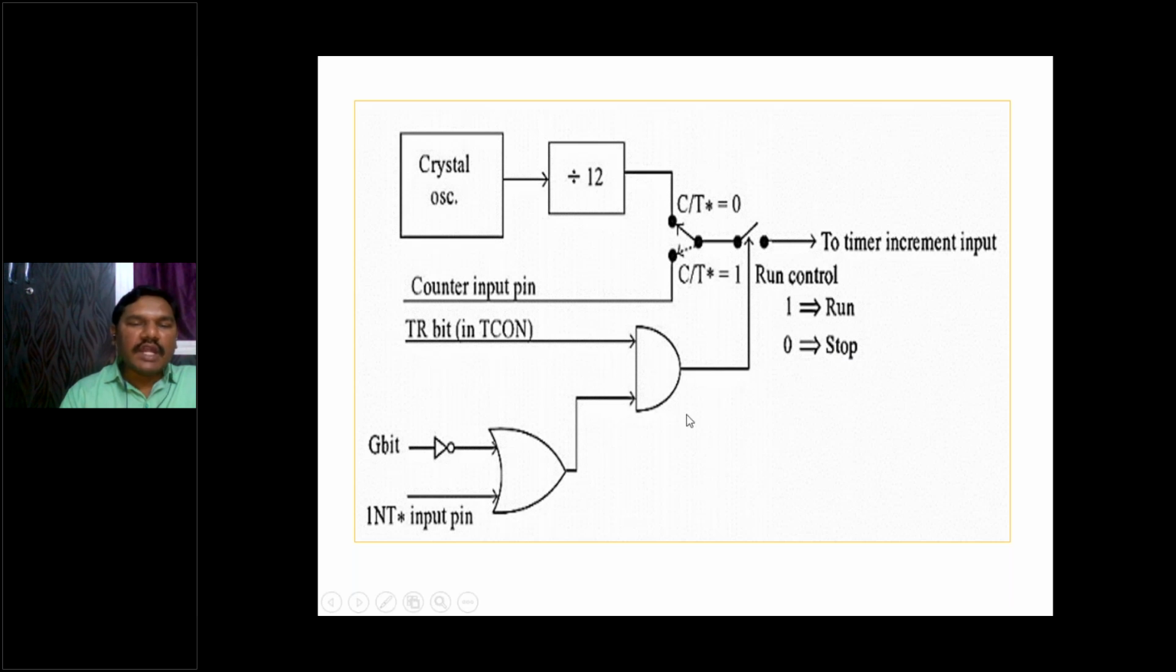How is this AND gate controlled? It is controlled by 2 bits, which are connected to an OR gate. What is the output of the OR gate? If both are 0, the output will be 0. Otherwise, if either the gate bit or the interrupt bit is set, that is external interrupt INT0 or INT1.